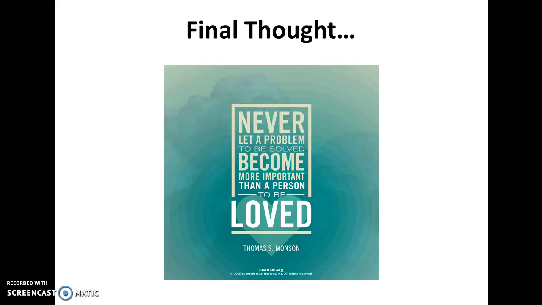As a final thought from our beloved past president, President Thomas S. Monson, one of my favorite quotes: "Never let a problem to be solved become more important than a person to be loved." Obviously, especially in this class and in the business world, or even in church or different situations, we're often trying to solve problems. But as President Monson so eloquently instructed us, it really should always be about the person and not just the problem.